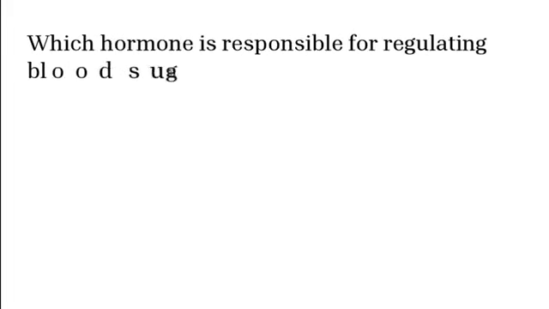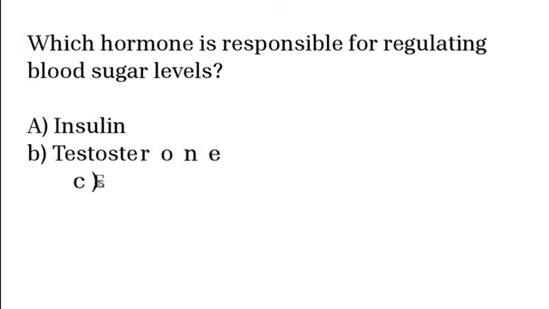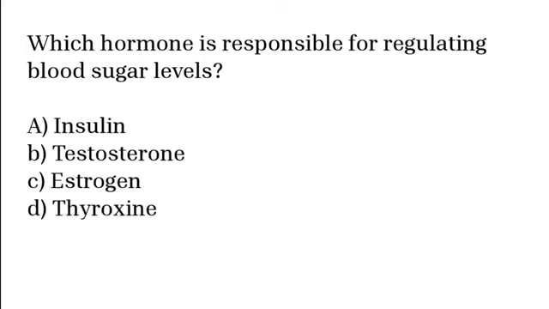Which hormone is responsible for regulating blood sugar levels? Insulin, testosterone, estrogen, thyroxine. So the correct answer is option A. Insulin hormone is responsible for regulating blood sugar levels.